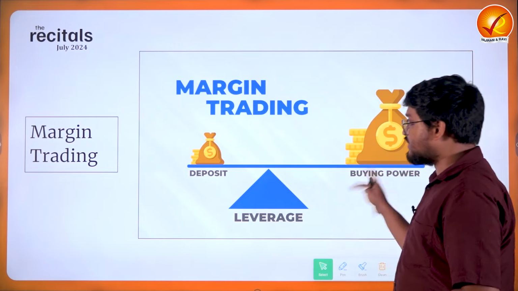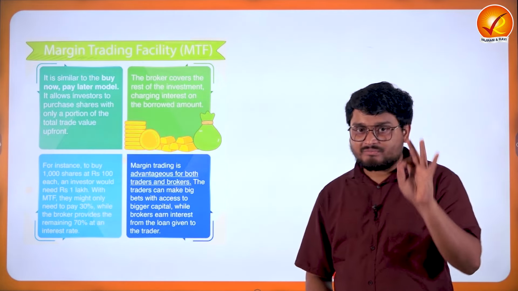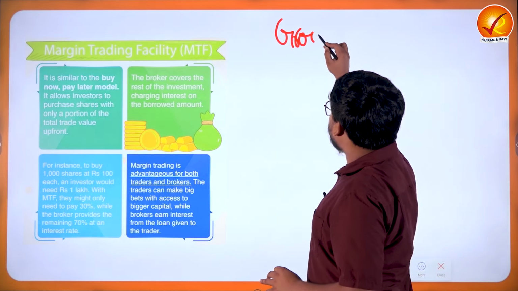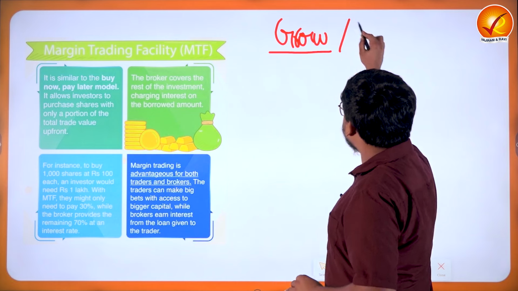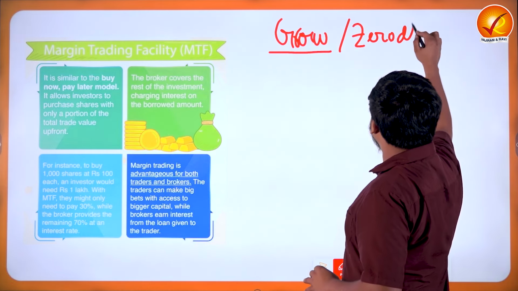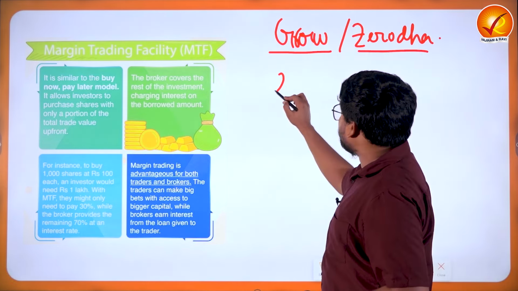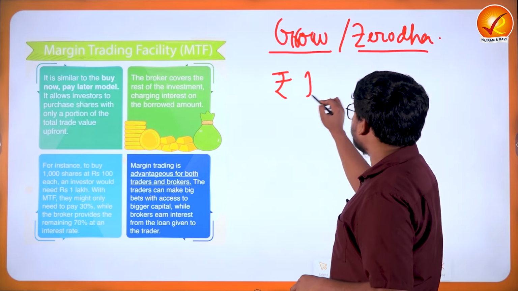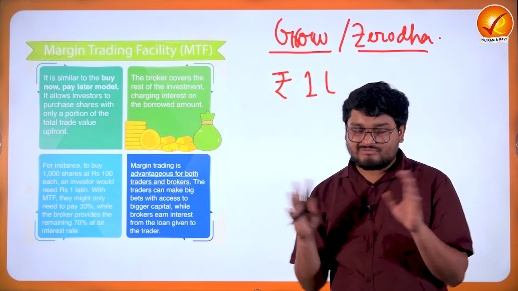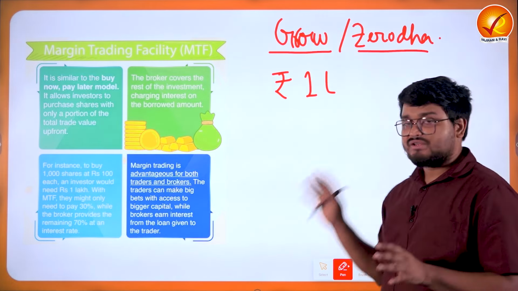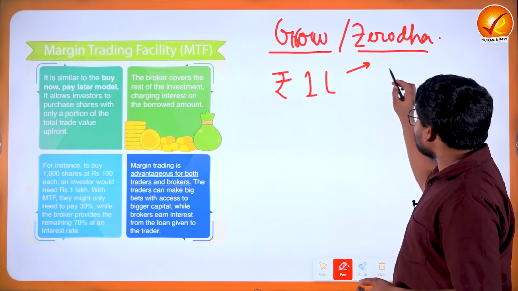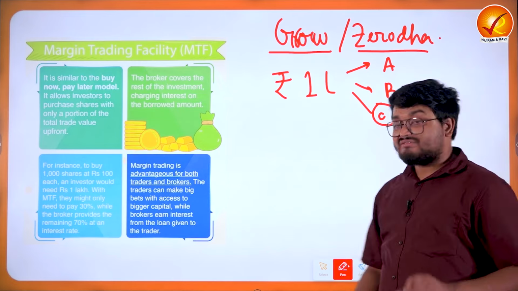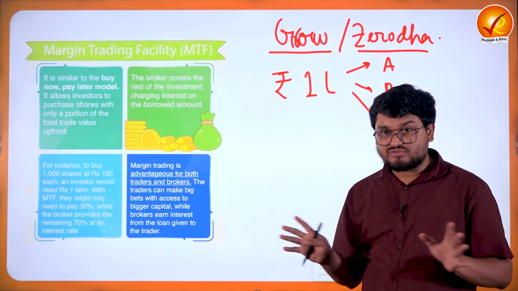Now, to understand margin trading, imagine this very simple example. Suppose you have the Groww app, right? Or for example, the Zerodha app, where you have a total investment in various stocks in the stock market worth 1 lakh rupees. You have invested 1 lakh, for example, in stocks A, B and C. So you have invested this 1 lakh rupees in 3 stocks.